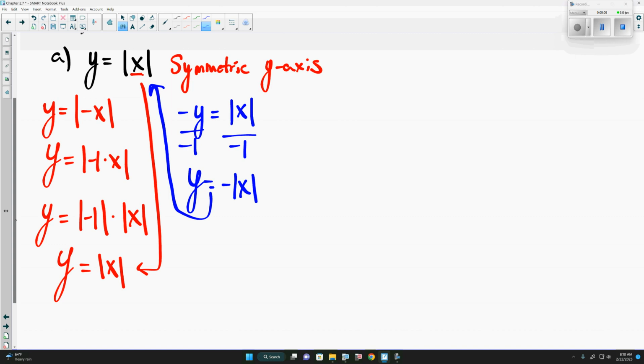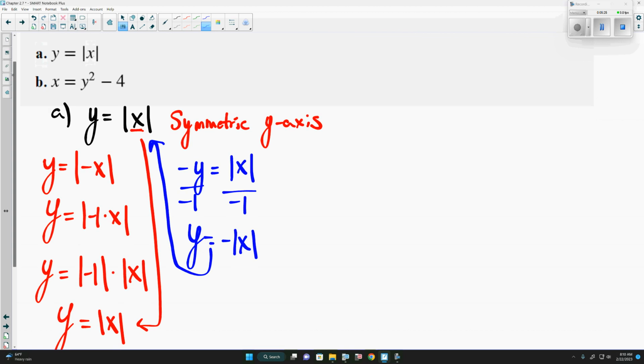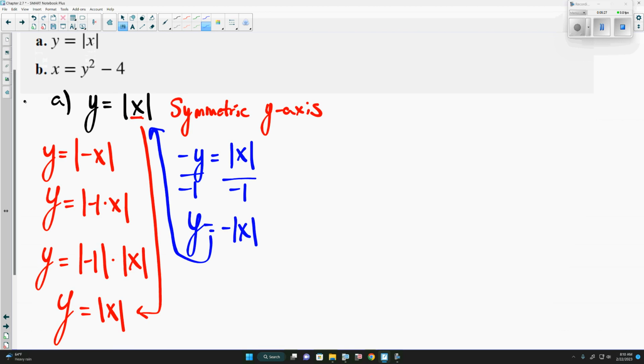And if it fails for one, it's not going to be possible for the origin, because the origin is really going to be reflective or symmetric to both x and y. If we have both, it's most likely going to be symmetric across the origin. Questions on this here? Okay.